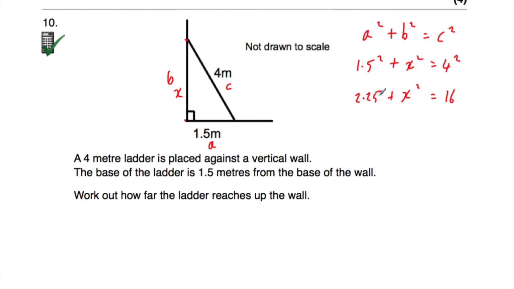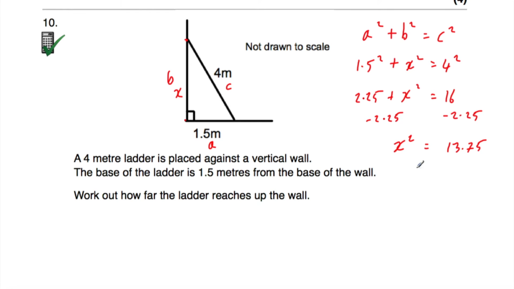Now we want to find out what x is, so we want to get rid of this 2.25, and then we're going to get rid of the squared. So let's take away 2.25 from both sides of the equation. So take away 2.25 from the left hand side and the right hand side. On the left hand side, we're taking away 2.25 to get rid of the 2.25, so we'll just be left with x squared. And on the right hand side we had 16, we're taking away 2.25, so that would leave us 13.75. So that means that x squared is equal to 13.75.